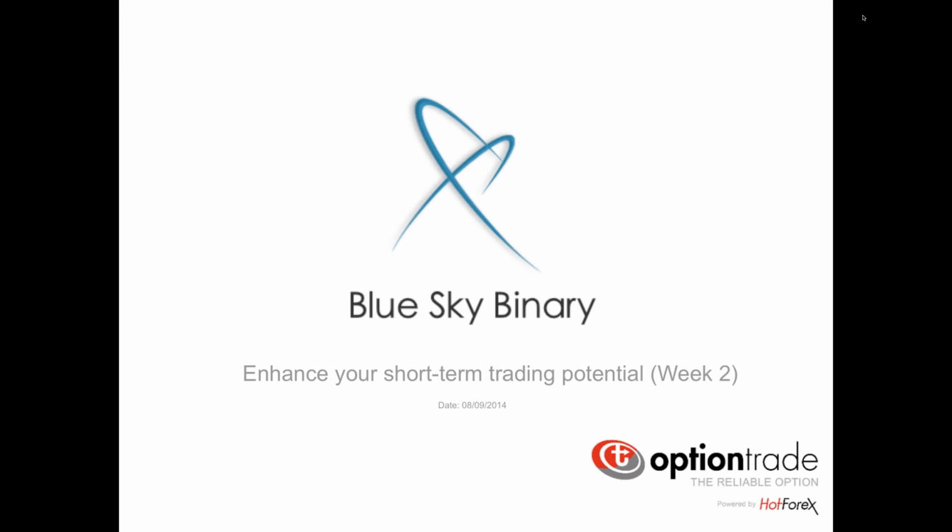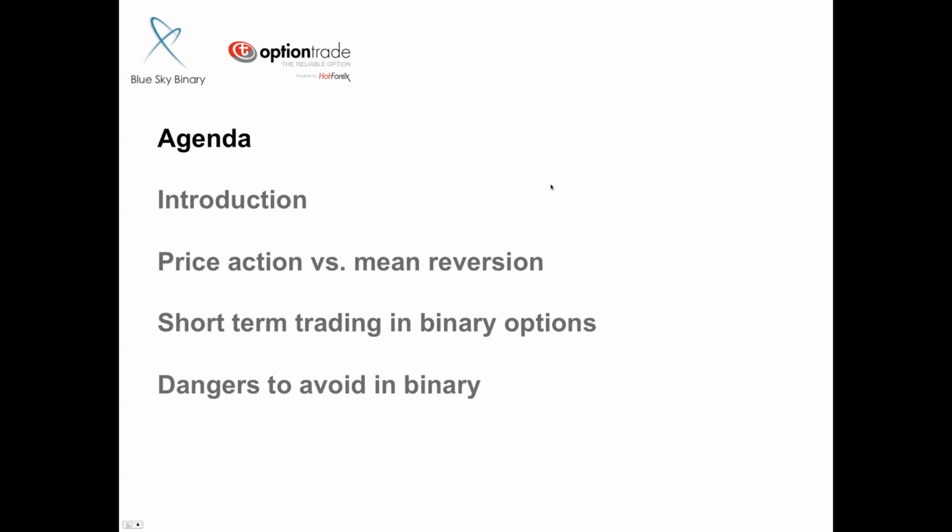My name's Josh. I started giving webinars last week for OptionTrade, and this is our week two topic. It's called Enhance Your Short Term Trading Potential. By short term trading potential, we typically mean expiries in the binary market of between 3 minutes to 5 minutes in duration.